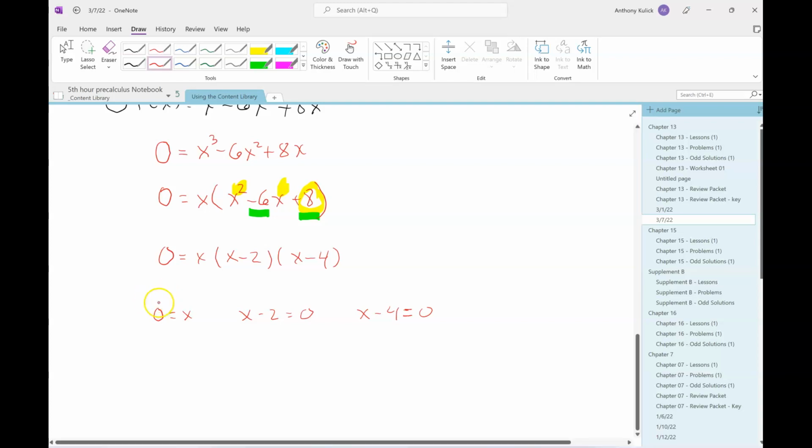So if I try to solve 0 equals x, well, that's already done. x minus 2 equals 0, I just add 2 to both sides. And then x minus 4 is equal to 0, I just add 4 to both sides. So my zeros are 0, 2, and 4.